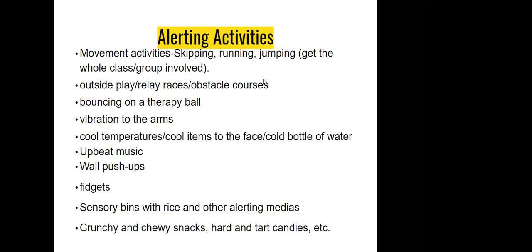Upbeat music, of course, is alerting. Wall push-ups, fidgets, sensory bins with rice and other alerting medias. So like water, there's all sorts out there, maybe some slime or water beads or things like that. So those are great tools. Crunchy and chewy snacks are alerting. Hard and tart candies, of course, are alerting. So those are a few ideas.